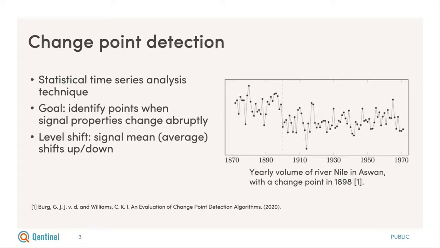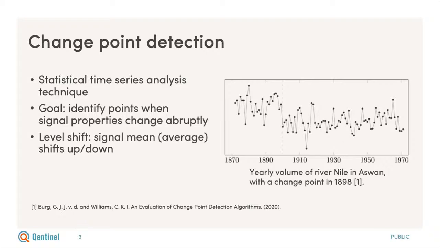In statistical literature, detecting changes in a time series signal is often referred to as change point detection. The goal of change point detection is to detect points where the signal properties change abruptly. A level shift is a special type of change point where the mean or average of the signal shifts up or down.